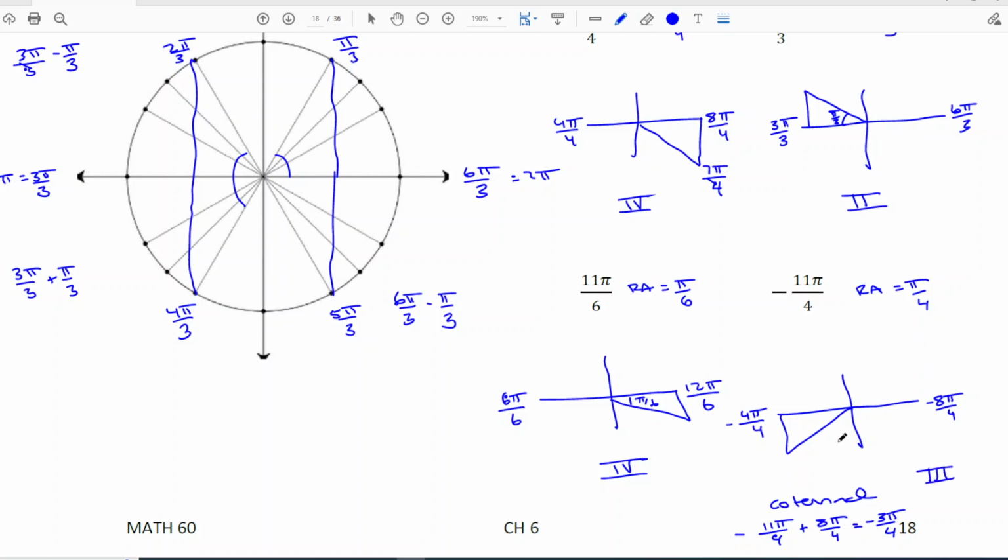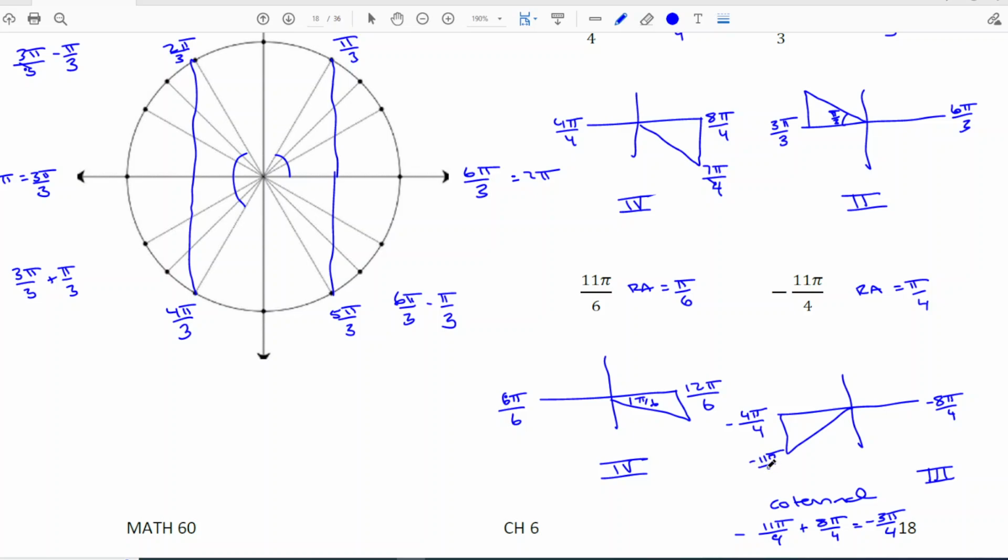If that makes no sense to you, count the quarters, right? So negative 11 quarters. So this is a quarter. So 1 pi by 4, 2 pi by 4, 3 pi by 4, 4 pi by 4, 5, 6, 7, 8, 9, 10, 11 pi by 4.